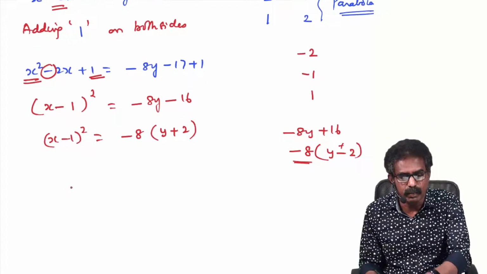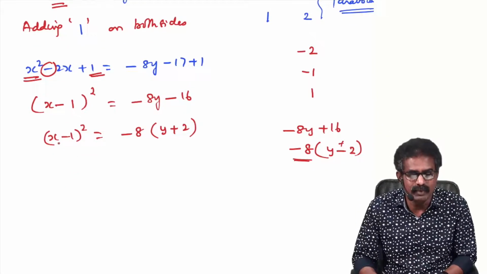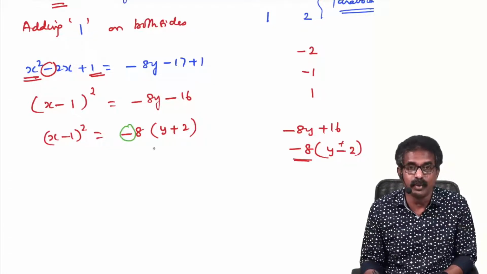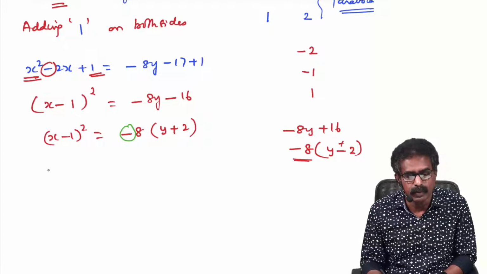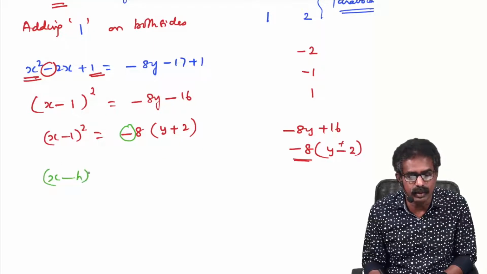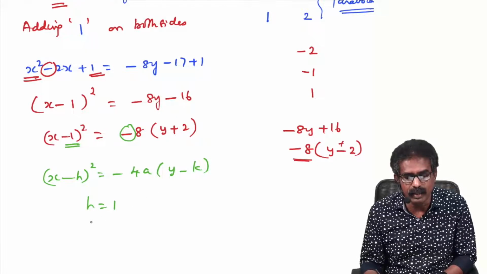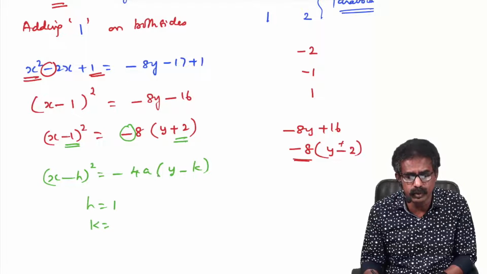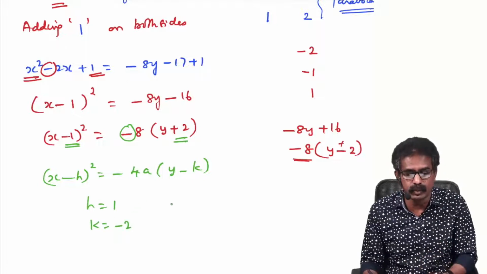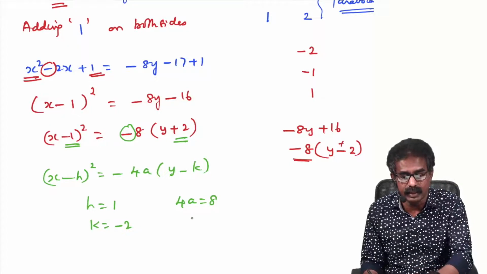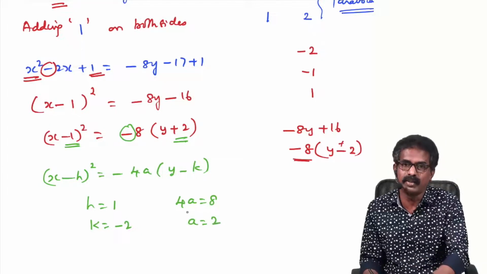Now what can you do? By seeing this, you can understand. This is of the type x square equal to minus 4ay. So x minus h the whole square is equal to minus 4a into y minus k. So you can say h value is 1, change the sign and take, okay? And k value is minus 2. 4a equal to 8. Don't take minus 8, since the minus is on both sides. So 4a equal to 8, so a equal to 8 by 4, which is 2. So you have got all the values.